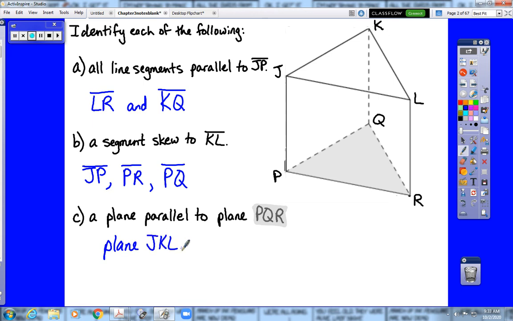There's another example on the next slide, so if you'd pause the video and try the next example in your notes, and then resume the video and we'll go through the answers.